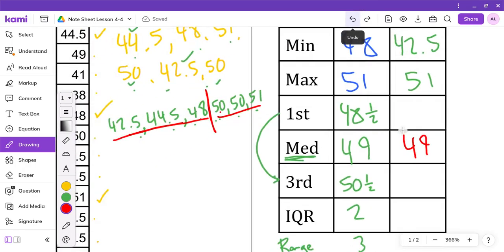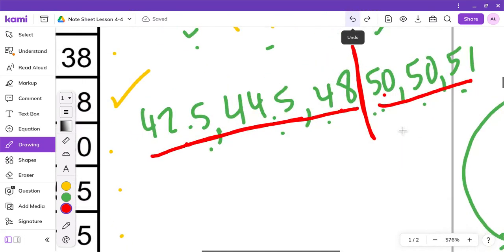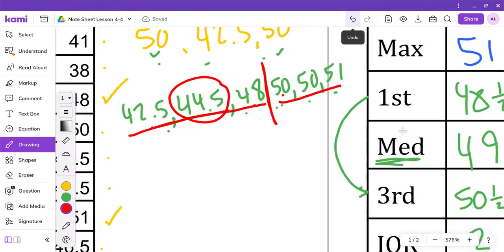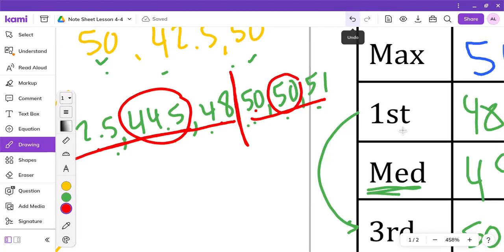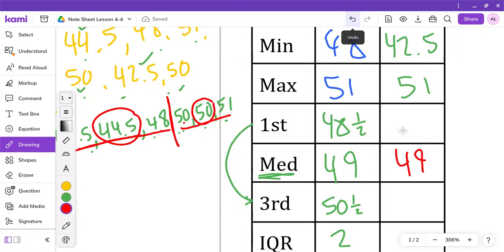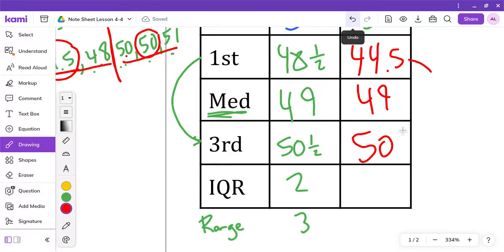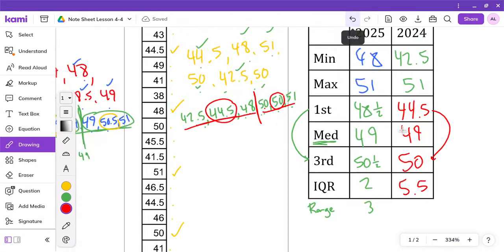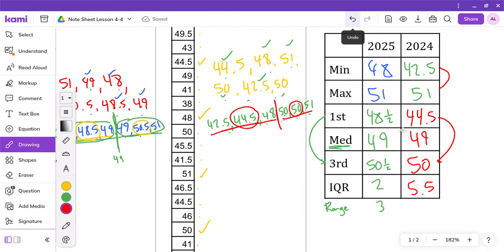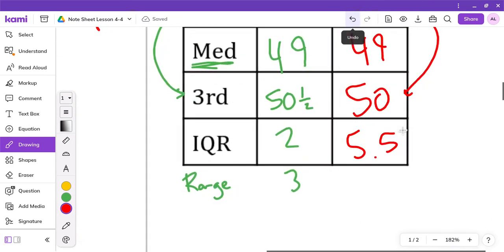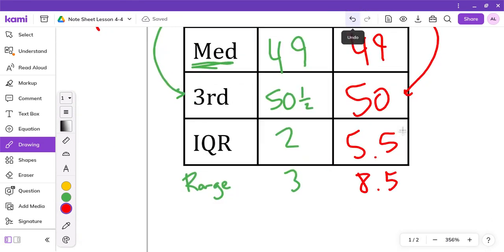Okay. First quartile. The middle of these 3 values, 44.5. Middle of these 3 values, 50. So the first quartile is 44.5, and this is 50. So the IQR is from here to here. That's 5.5. Much bigger spread for that middle half. The range, by the way, from 42.5 to 51 is 8.5. So a lot bigger spread last year than this year. A lot more consistency according to my sample.